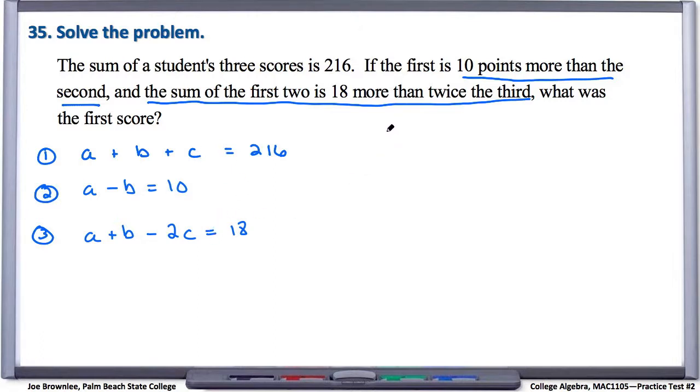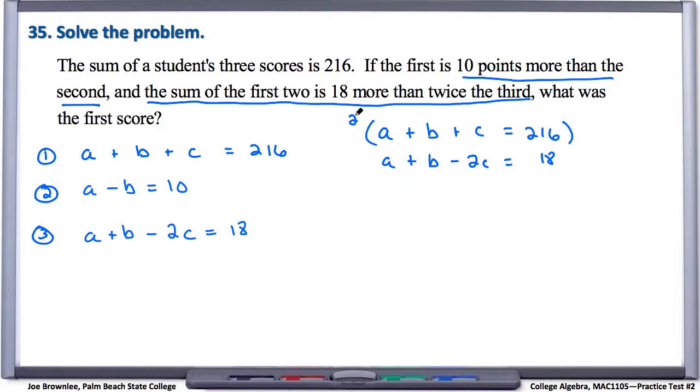And so to start off, I'm going to go ahead and rewrite equation 1 up here. A plus B plus C equals 216. And below it, I'll write equation 3. So A plus B minus 2C equals 18. And again, because equation 2 does not have a C variable, let's eliminate the C from equations 1 and 3. And we know that to eliminate a variable, we need the coefficient of that variable to be additive inverses. So if we have a positive C here and a negative C here, let's go ahead and multiply this top equation by 2.